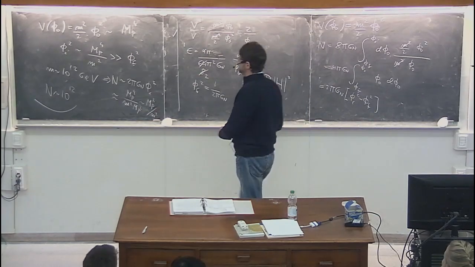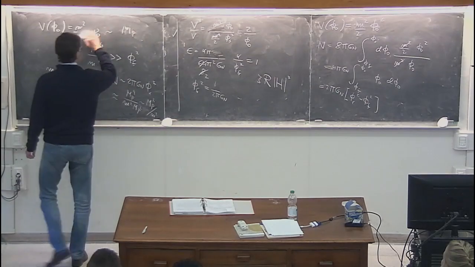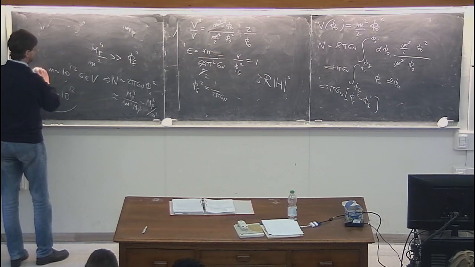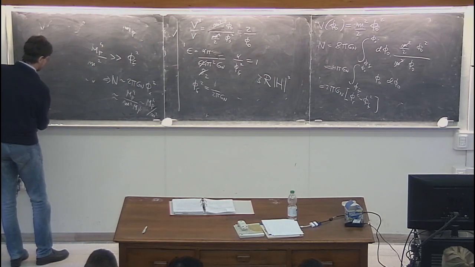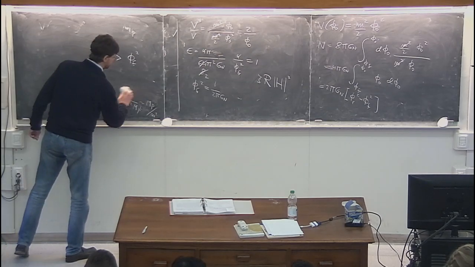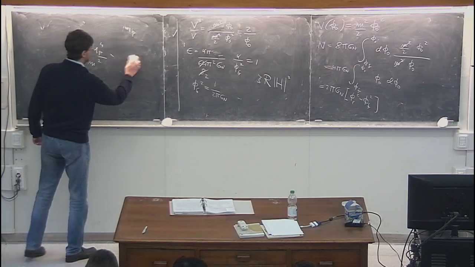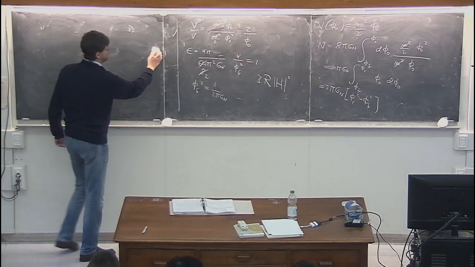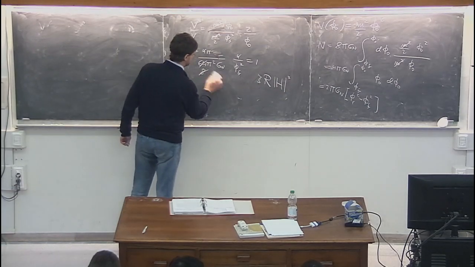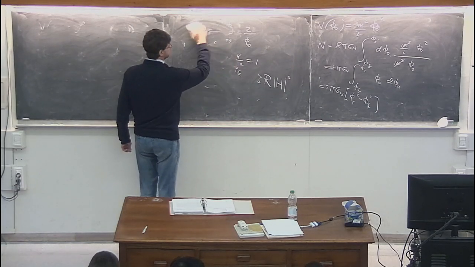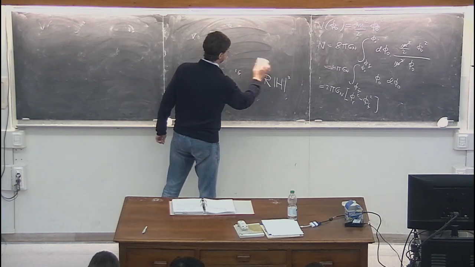Okay, so if you still have some energy to dedicate to me, I would like to understand what happens at the end of inflation, when inflation ends. I want to investigate what is going to happen the moment epsilon becomes equal to 1 and inflation stops. Okay?